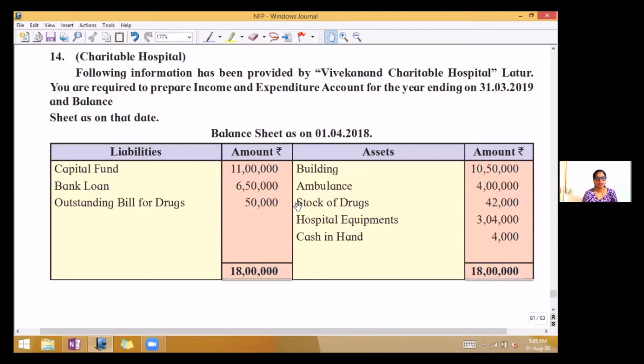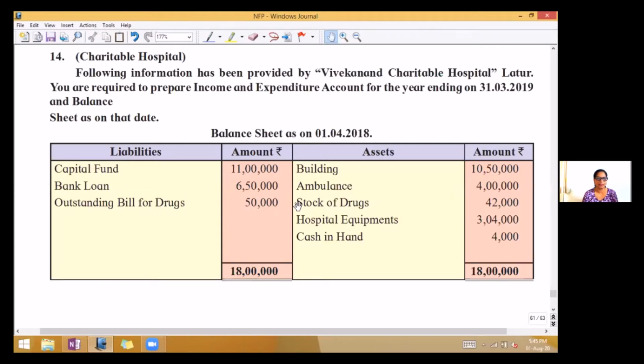Following information has been provided by Vivekanand Charitable Hospital, Latur. You are required to prepare income and expenditure account for the year ending on 31st March 2019 and a balance sheet as on that date. Balance sheet as on 1st April 2018. That means they have given us the opening balance sheet.